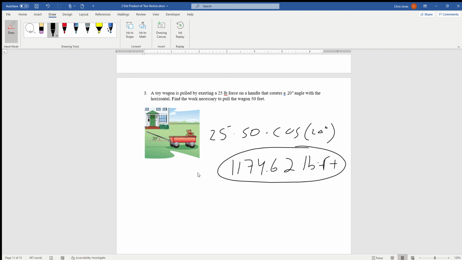Hopefully this gives you an idea of how to apply the projection, and also a 3D example of how to work with this. In the next video, we're going to start working with the idea of the cross product of two vectors.